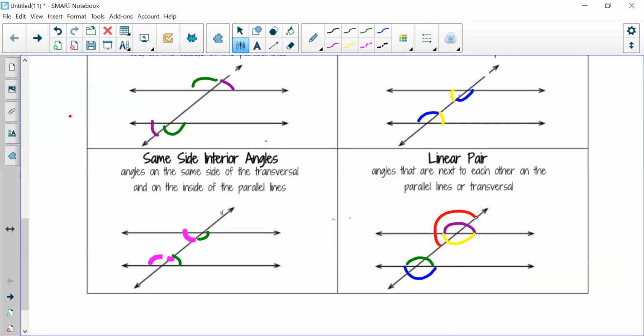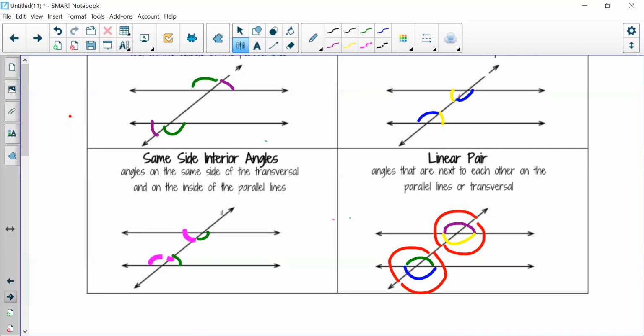Hey, look. That's a linear pair right there. This is a linear pair right here. These 2 angles are a linear pair right here. And these 2 angles are a linear pair right here. But y'all, if you turn your paper sideways, you see that you still have 2 angles right here on the side that make a straight angle.